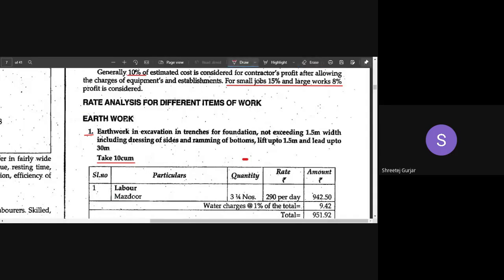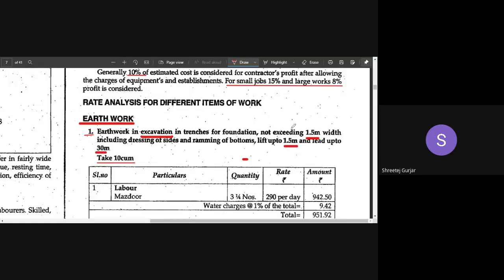So the first item that usually we do is which? Earthwork, correct? So earthwork in excavation we are dealing with. After excavation, we have to do backfilling. We'll look into backfilling later. First, we'll learn the rate analysis for excavation. So the first thing is the specification that will be provided: not exceeding 1.5 meter in width, and lift is 1.5 meter and lead is 30 meter.